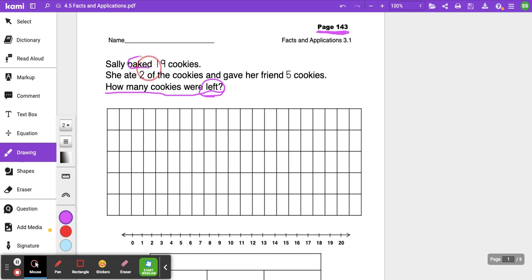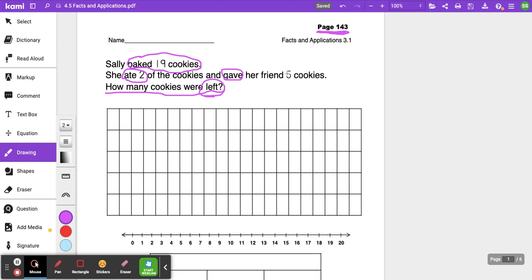That she baked 19. Here that she baked the 19 cookies, that's what we started with. She ate 2 of the cookies. What was important? That she ate 2 of the cookies. And if she ate them, it's not more, it's less. So we're going to be subtracting. And gave her friends 5 cookies. What's important?